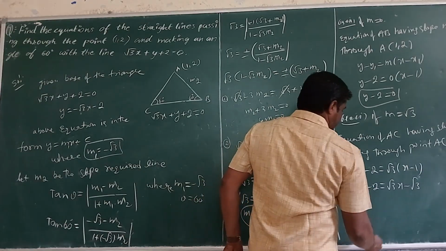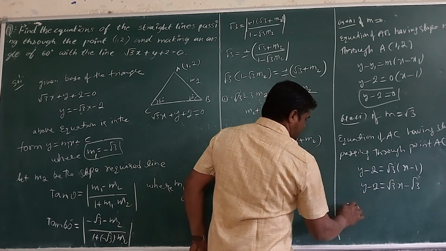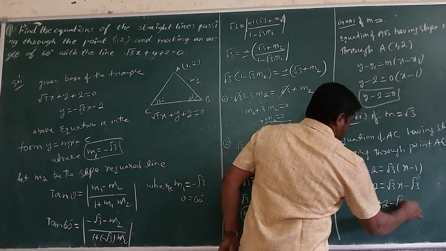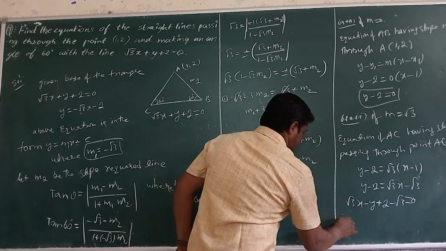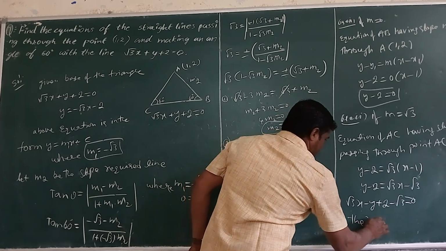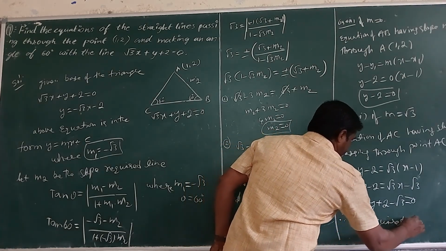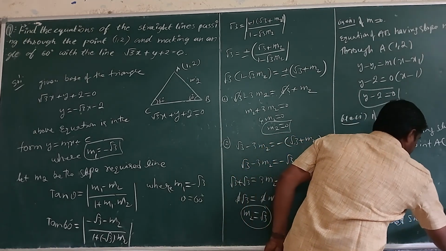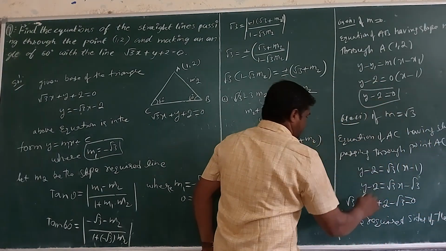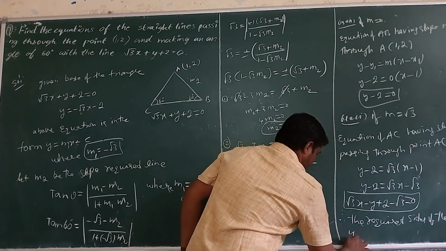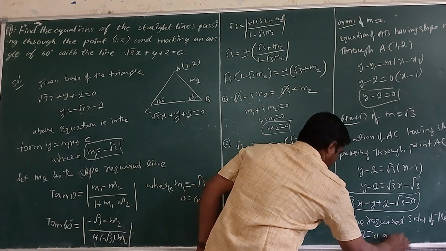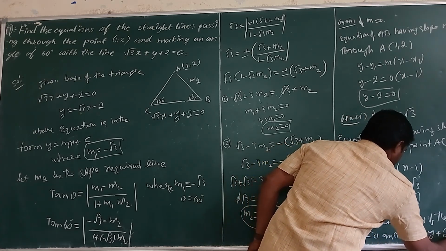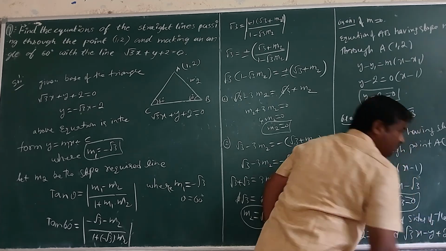All values transform to RHS. This becomes a minus, this becomes a plus. So the equation is root 3x minus y plus 2 minus root 3 equal to 0. Therefore, the required sides of the triangle are: one line is y minus 2 equal to 0, and the second side is root 3x minus y plus 2 minus root 3 equals to 0.